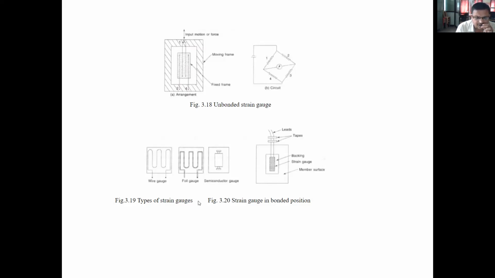Now these are the types of strain gauges. This is the wire gauge. This is the foil gauge. This is the semiconductor gauge.